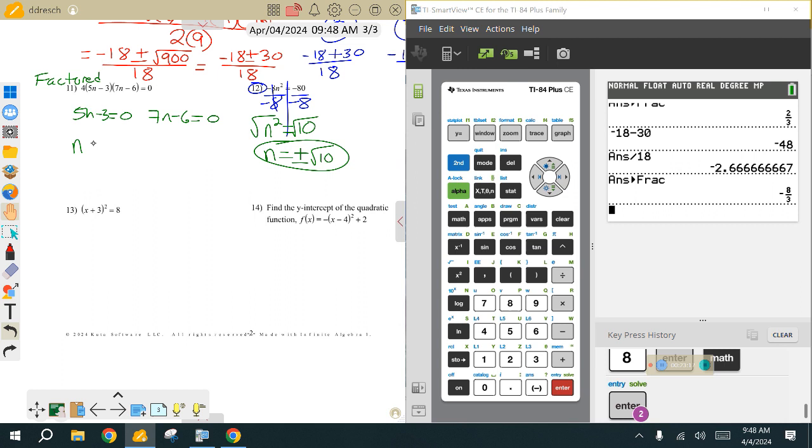What's my first solution then? n is 3/5. What's your second solution? n is 6/7.